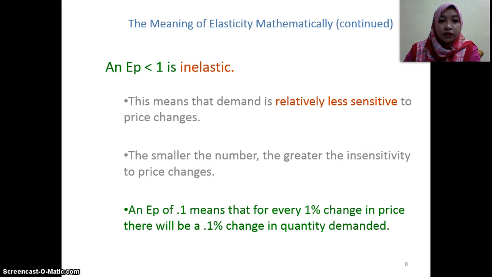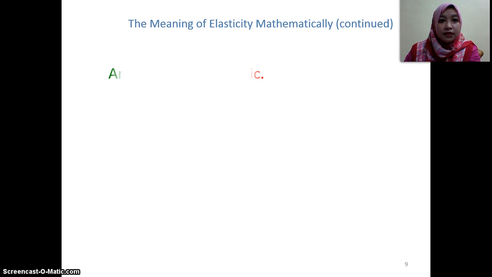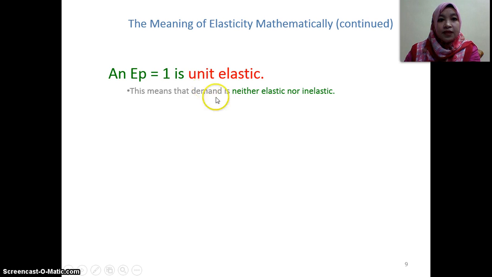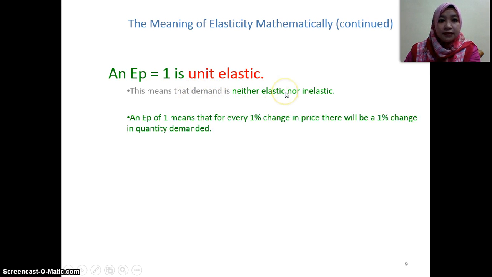Okay, for the first one just now, more than 1. The second one is less than 1. How about the third one? When your EP is equal to 1, this is called unitary elastic. This means that demand is neither elastic nor inelastic.